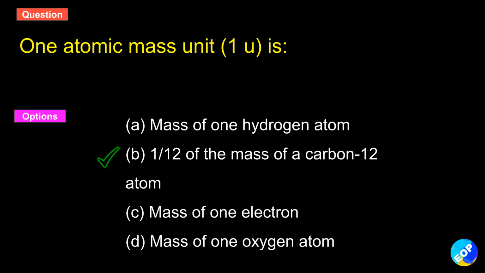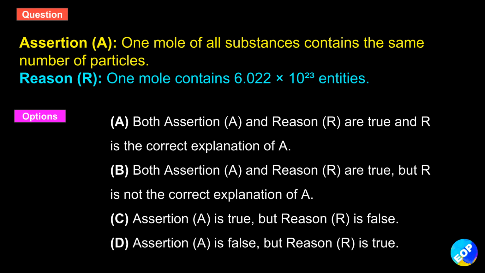One atomic mass unit is 1 by 12th of the mass of a carbon 12 atom. A says 1 mole of all substances contains the same number of particles. R says 1 mole contains 6.022 into 10 raised to 23 entities. Answer is both A and R are true, and R is the correct explanation of A.